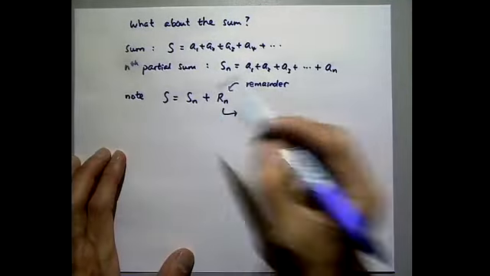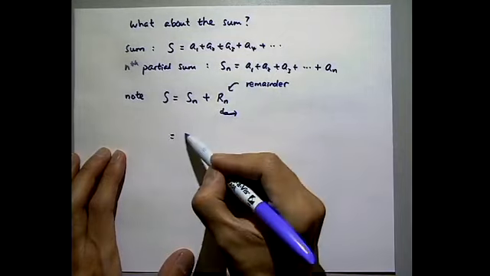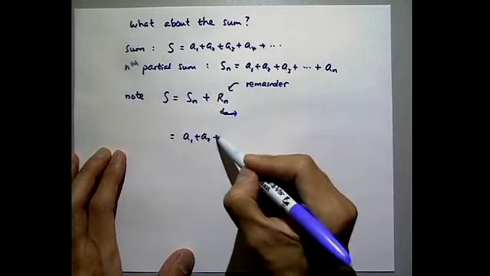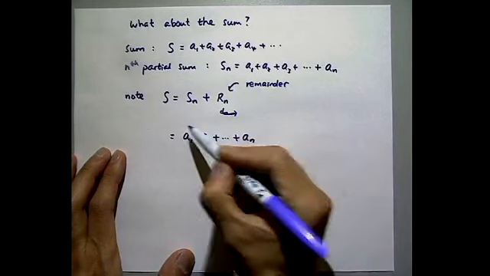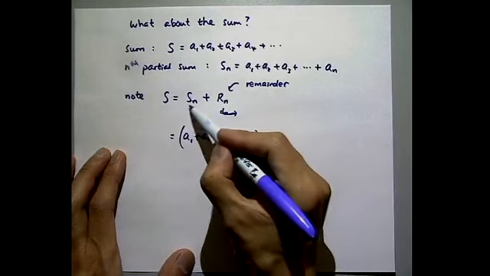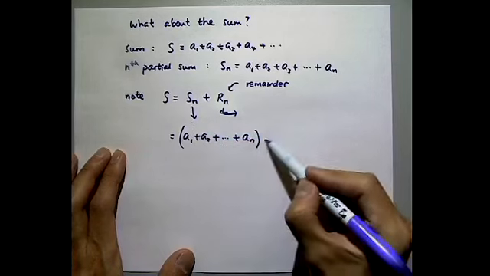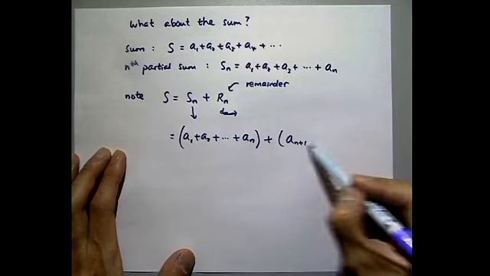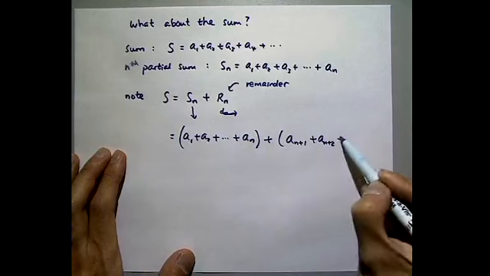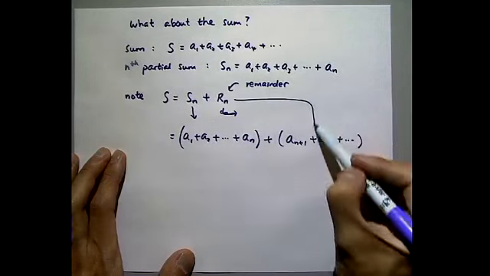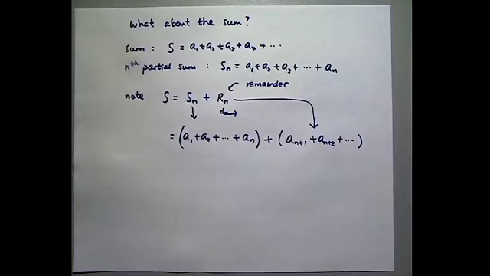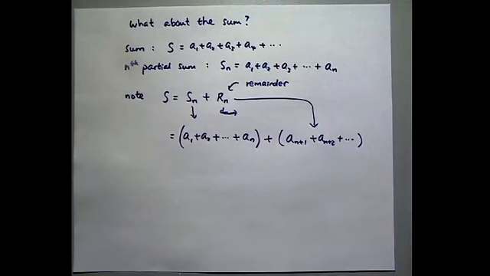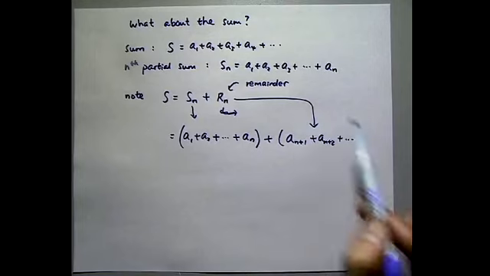So let me write this out. This is going to be A1 plus A2 plus dot, dot, dot to An. So that's Sn, plus An+1 plus An+2 plus dot, dot, dot. And those guys combined, we'll think of that as the remainder. So now we're going to use the idea of the integral test to try to trap the value of Rn.